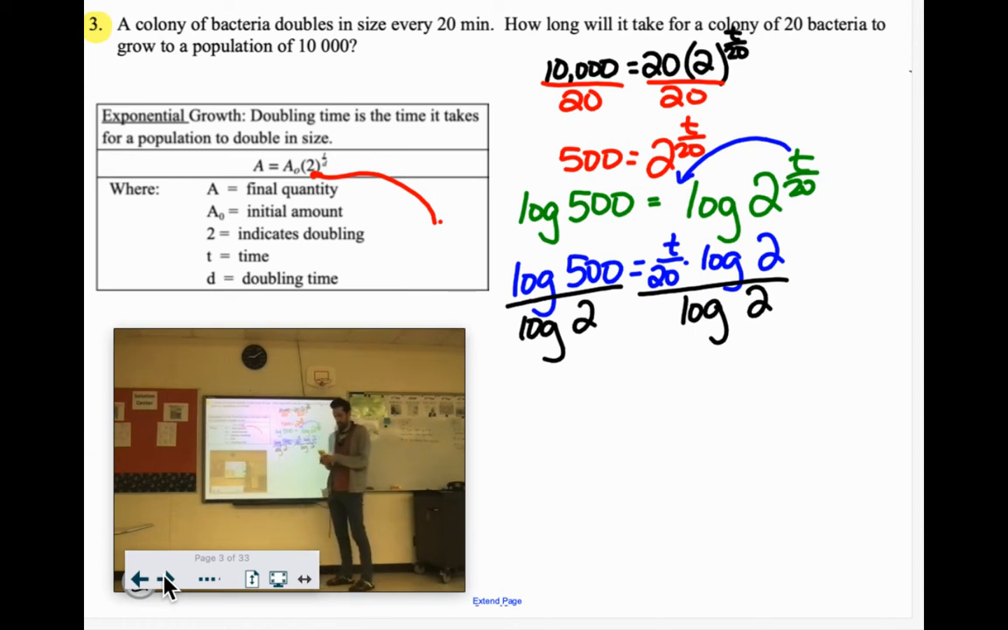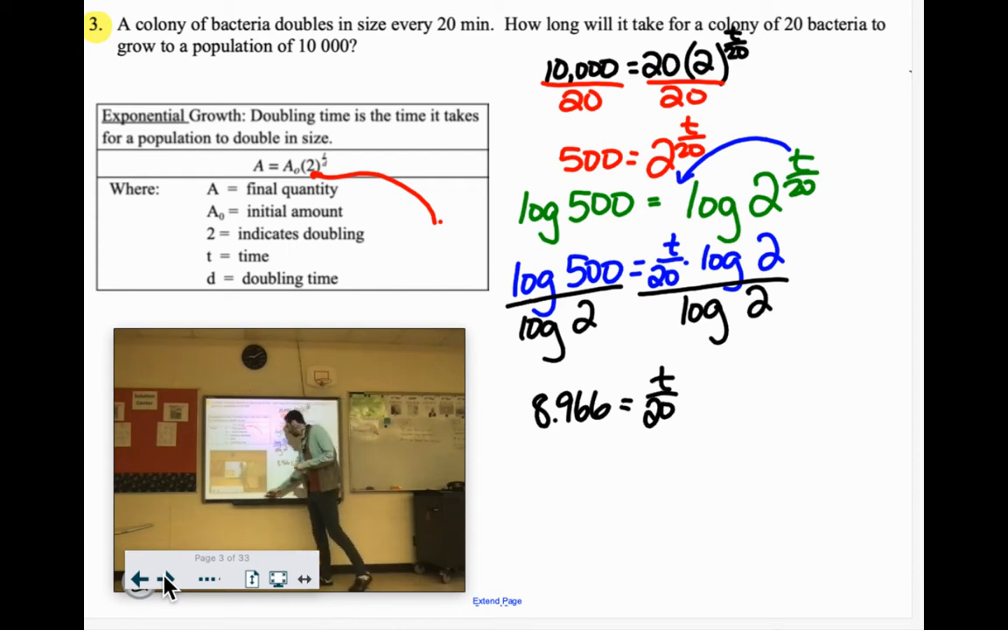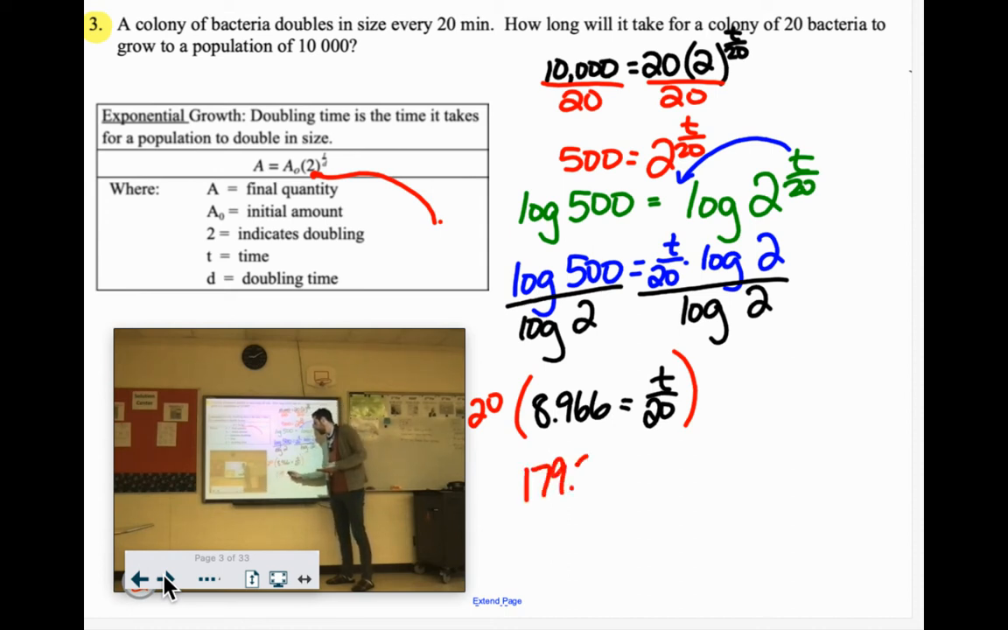I'll go ahead and just do that in my calc. Log of 500 divided by log of 2 is 8.966. 8.966 equals t over 20. Okay, all right. Now we gotta get rid of that 20 by multiplying it. Times 20 equals 179.3. Let's see what we're talking about here.